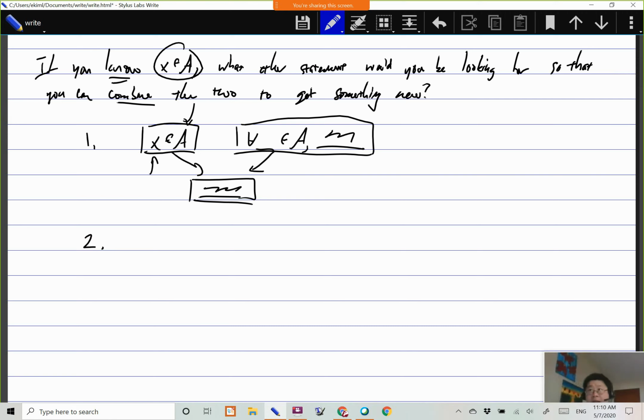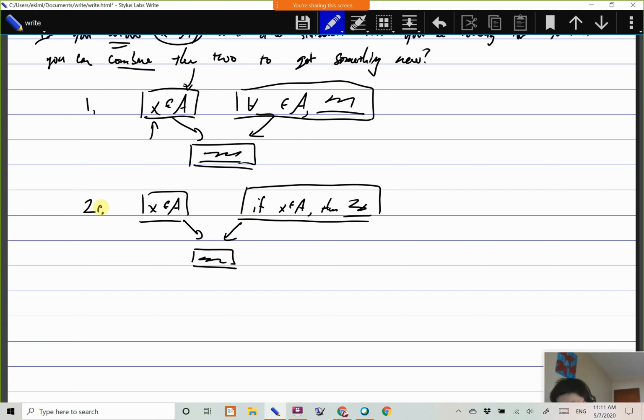So just to give you a second scenario, if you know x belongs to A, maybe you also know, again, not proving right now, like let's say you know that if x belongs to A, then something. Maybe you already know this implication is true. Well then, modus ponens, right? So you get to conclude the part that's there in the squiggle. Let me call that 2a because there'd be a 2b, right?